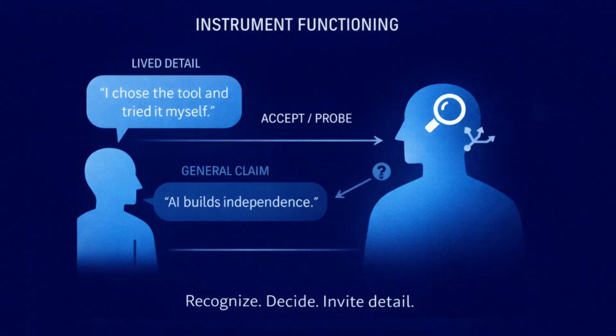For example, if a study examines how learners experience independence when using AI tools, the researcher must be able to recognize experiential data when it appears. If a participant shifts into generalized explanation, a decision must be made about whether that explanation aligns with the research question, or whether to invite more lived detail. That moment reflects instrument functioning.